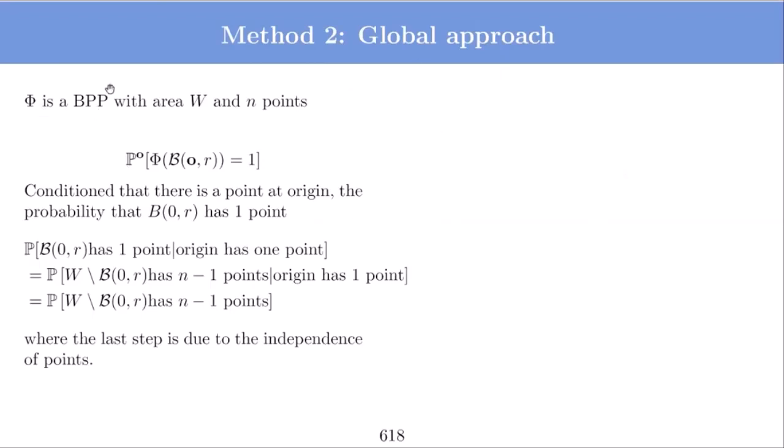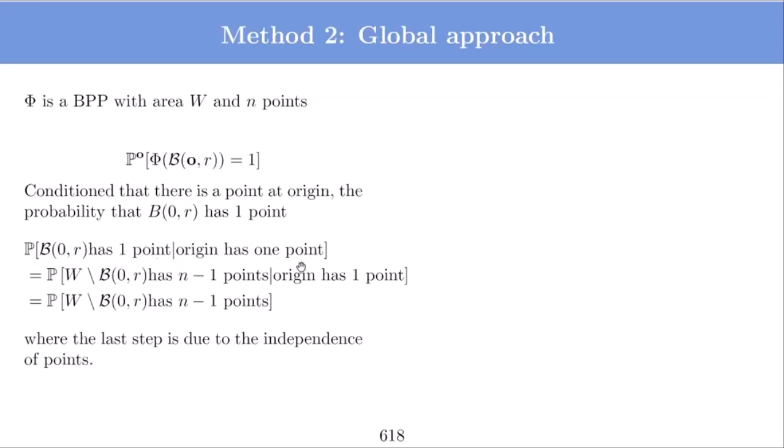You know that the binomial point process lives in an area W and it has n points, and it always has n points. Suppose we take the uniform binomial point process. Then for any point, the probability that it is in the area dx is dx by area of W. Here we want to compute the same thing, conditioning on the point at the origin. What is the probability that the ball B(0, r) has 1 point? So, conditioned on there being 1 point at the origin, what is the probability that the ball B(0, r) has 1 point?